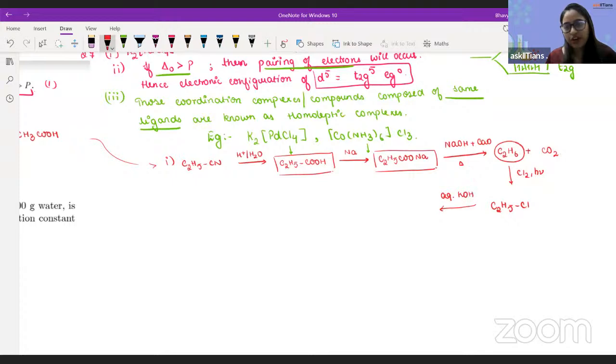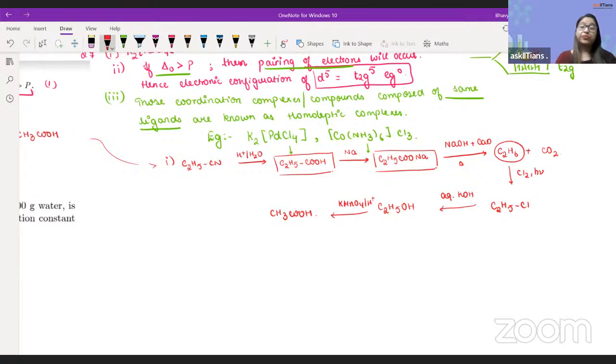Aqueous KOH or NaOH will give me C2H5OH, right? And then I can do its oxidation in the presence of KMnO4 and H+, and this is going to give me CH3CHO. Oh, such a long one, right?